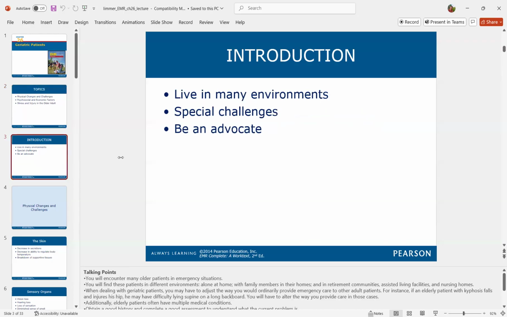So intro to this, we're going to encounter many older patients in emergency situations. You will be dealing with a lot of this age bracket in the business that you're in. You're going to find these patients in different environments. A lot of times they're at home alone, which is where you're going, with family members in their homes, retirement communities, assisted living facilities, nursing homes.